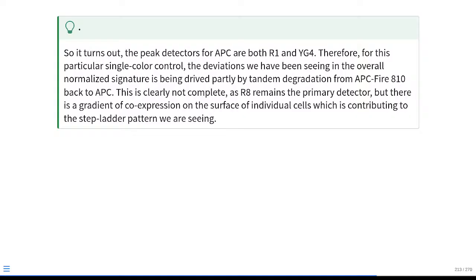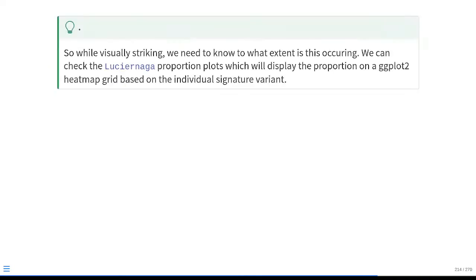So it's clearly not completely degraded all the way from APC Fire 810 all the way back to APC, because the R8 detector remains the primary detector, but there is a lot of co-expression of different things that have APC Fire 810 versus things that have APC on the individual cell basis, which is why we see that stepladder appearance when we run it through Luciérnaga.